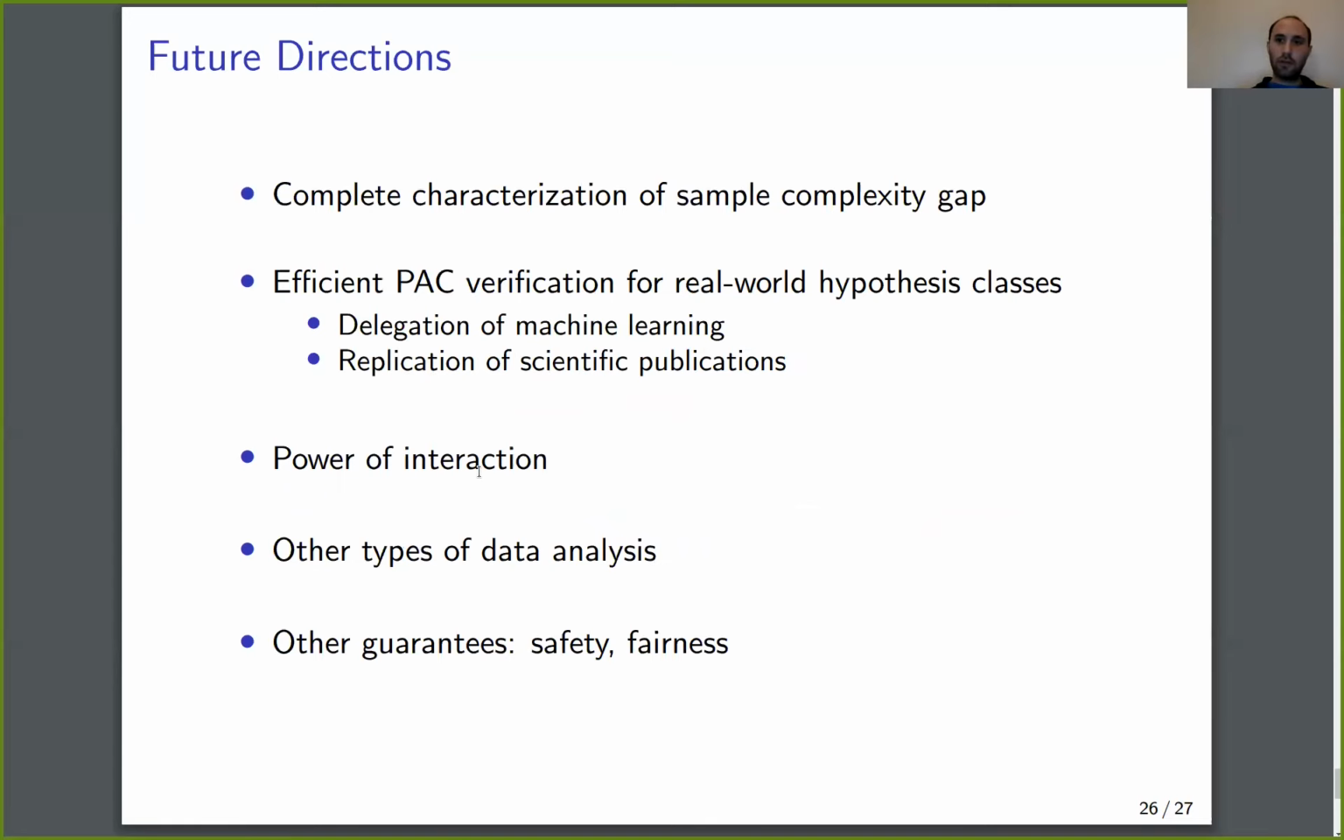So first of all, it would be, I think, very interesting to characterize exactly when there is a gap in sample complexity between learning and verifying and how big that gap is. In learning you have the VC dimension, which completely characterizes when PAC learning is possible and how many samples it requires. Developing something similar for PAC verification would be a very interesting direction, and in subsequent work we've already made some small progress in that direction.